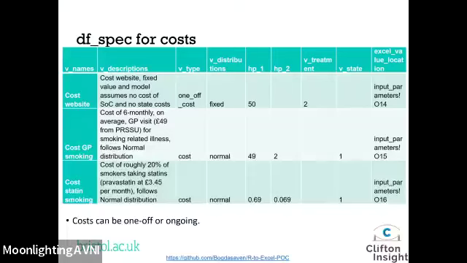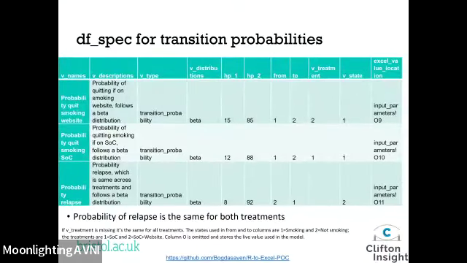Costs, we allow them to be one-off or ongoing. So you could have a treatment cost and then the cost of ongoing care. And then the df_spec for the transition probabilities. Here, they're all beta distributions. You could use log normal, whatever you want. And we found that OpenXLSX has an equivalent for every distribution you want. The only issue is that it uses deprecated versions of the distributions. Not sure why, but they work interchangeably.